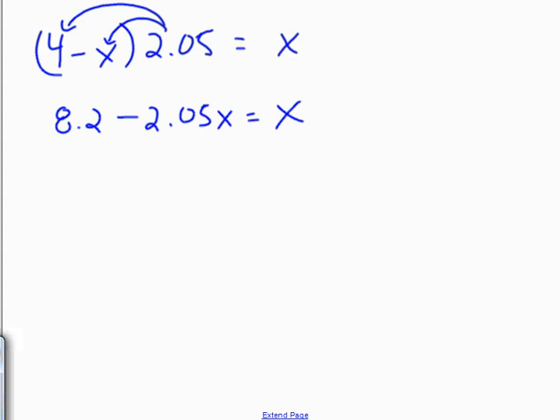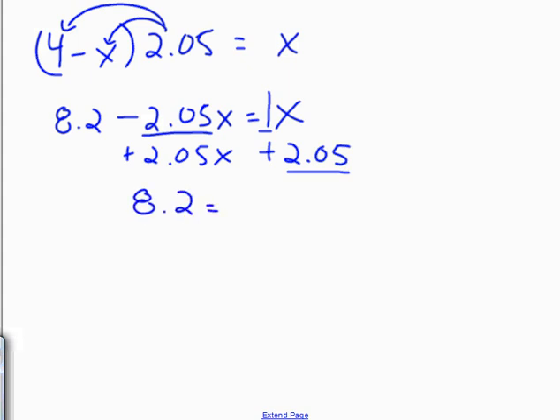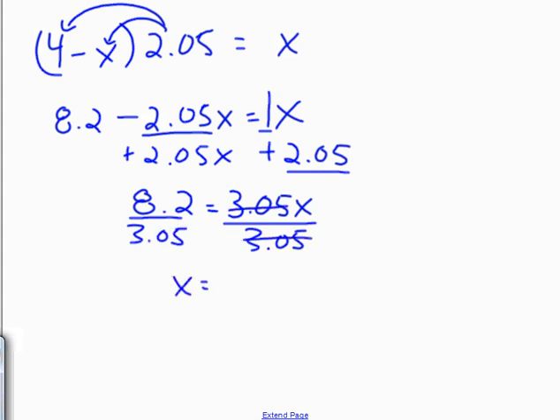Now we're trying to solve for x, so we have to start by collecting all of the like terms, all of the x's. So I want to move this to the other side by adding 2.05x. You can imagine that there's a 1 in front of the x. So we're adding 1 plus 2.05. So that gives me 3.05x. Last step is to divide both sides by 3.05 to cancel this here, and we get x equals 2.69.